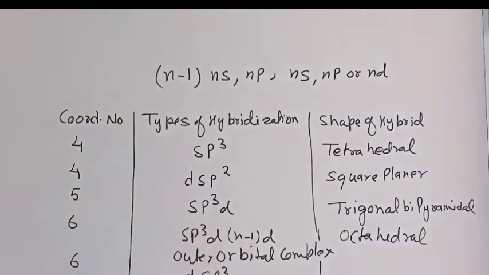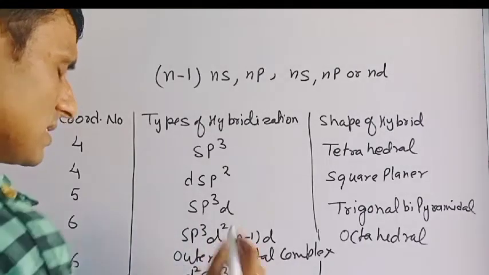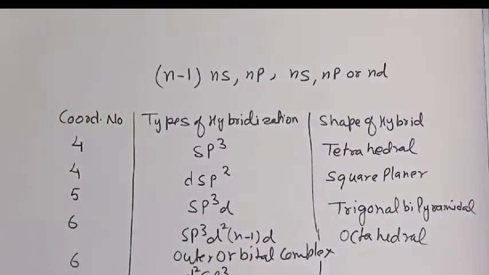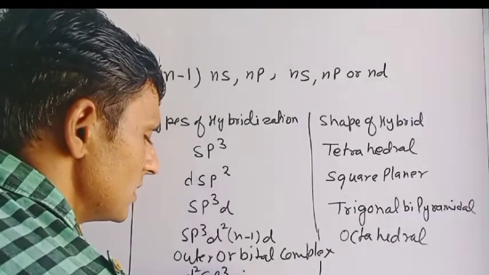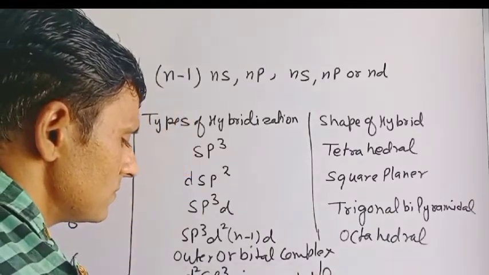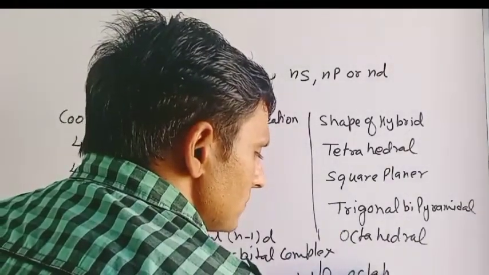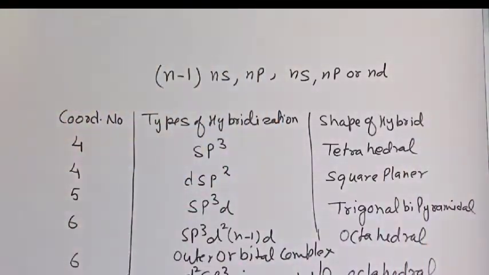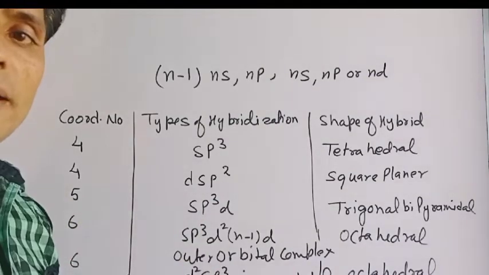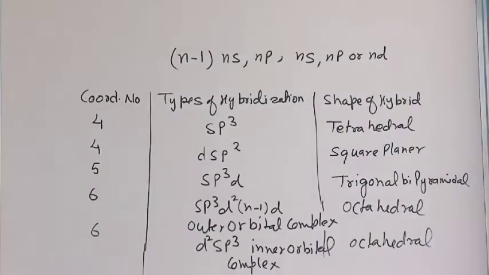Okay students. If the coordination number is again 6, this may be d2sp3, sorry, because d is used, so this is known as an inner orbital complex and the shape is octahedral. If we learn this sequence properly, then we can find the valency bond theory or VBT easily.